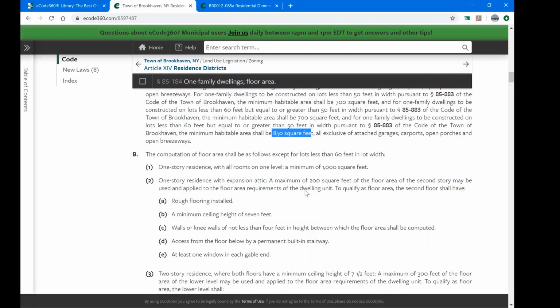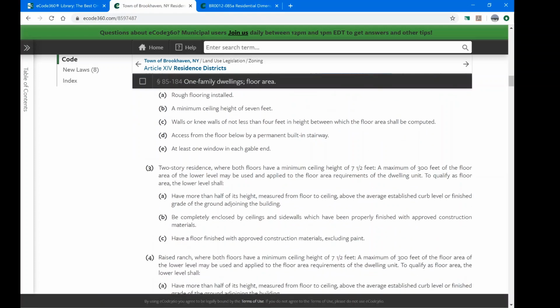So it even goes into your ceiling heights. This kind of delves a little bit into building code. Minimum height of a dwelling space is 7 feet. So you can't have anything less than that. If you have an attic space, there's requirements for what the minimum square footage is. It'll be 200 square feet in an expanded attic, and minimum height 7 feet.